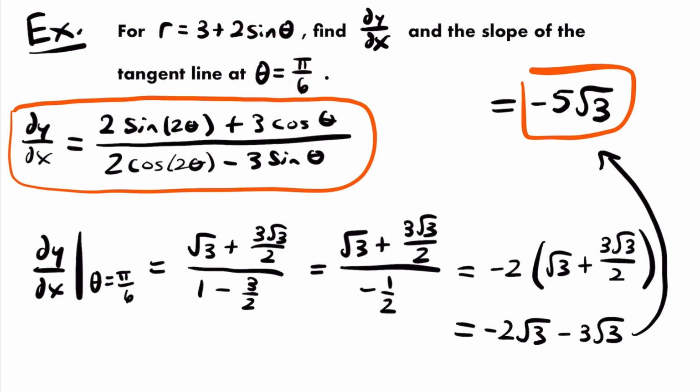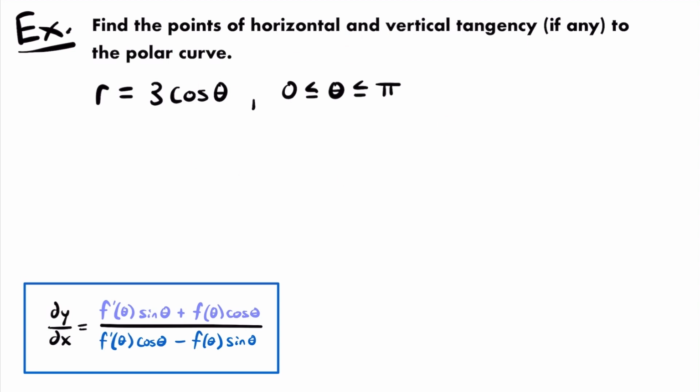Okay, let's look at our next example, which is going to be our last example, where instead of finding the slope of a tangent line at a specific angle, we're going to find the location of horizontal and vertical tangent lines. All right, so here's our last example. We want to find the points of horizontal and vertical tangency, if any, to the polar curve. And we have r equals 3 times cosine theta for the values of theta from 0 to pi.